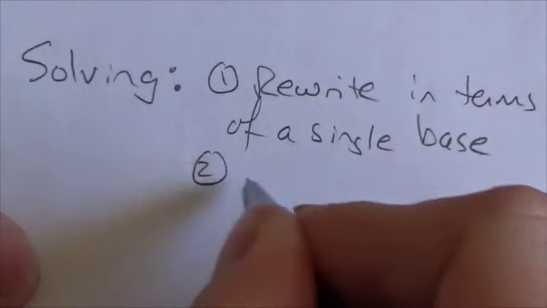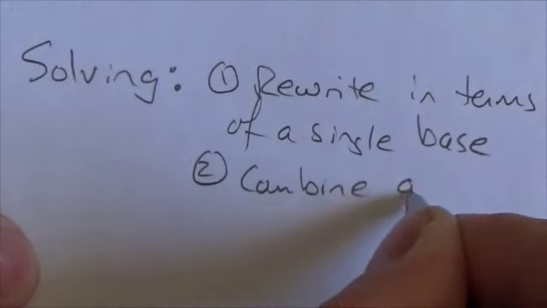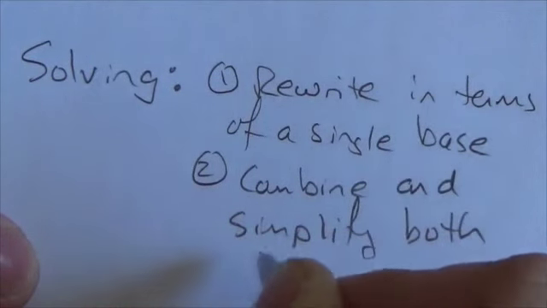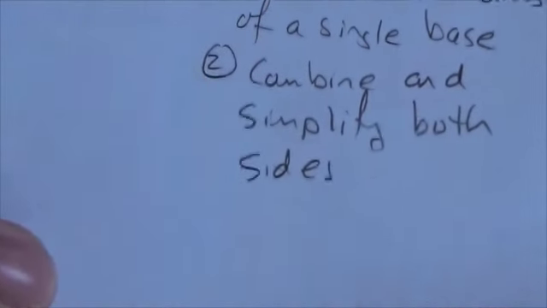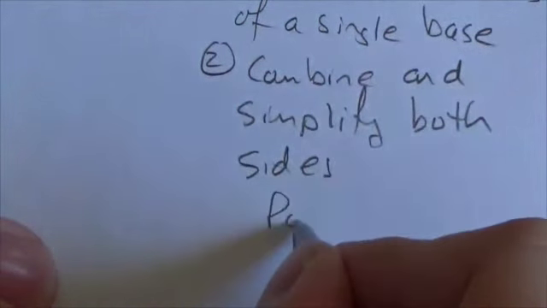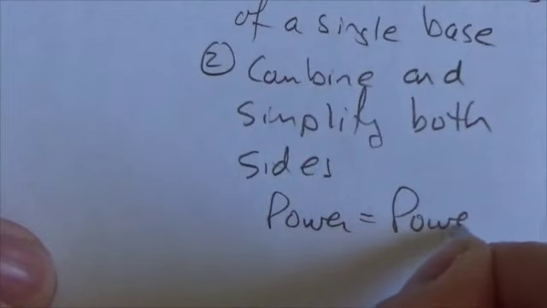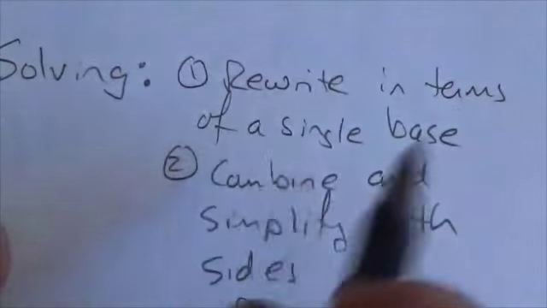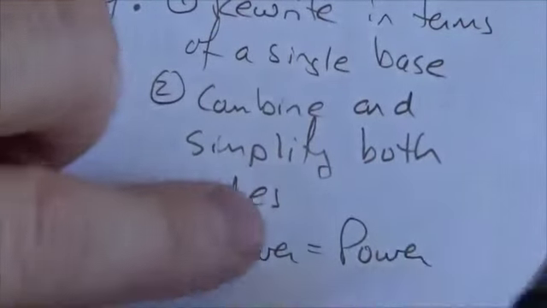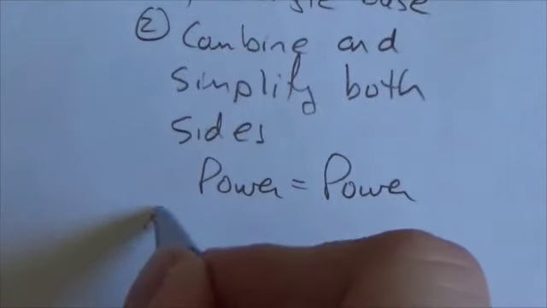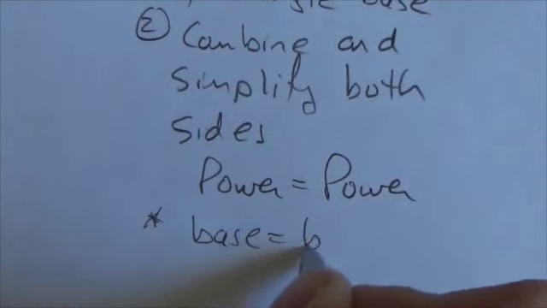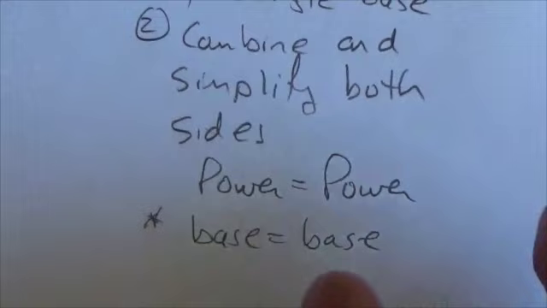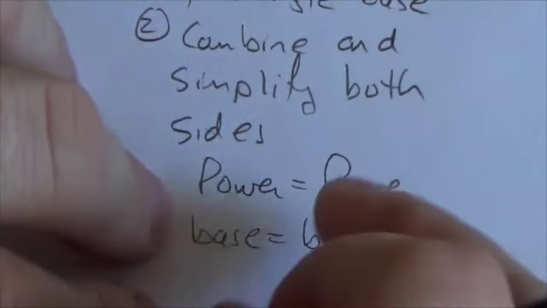Then we're going to combine and simplify both sides. What I mean by that is, at the end of that step, we should have power equal to power. That's the goal. But because of the first step, when this has been done, you'll have power equal to power, and the base is going to equal the base, because we've already taken care of the fact that the bases are the same. We made the bases the same in the first step. In the second step, we've made power equal to power.